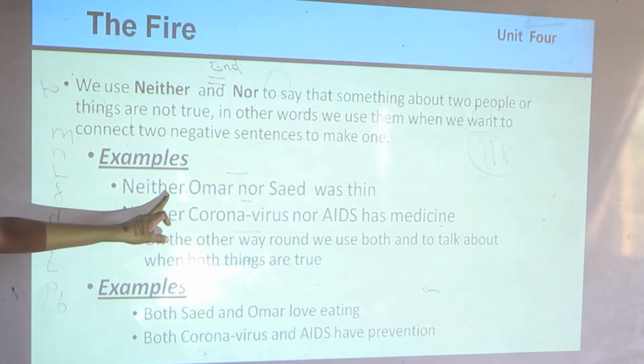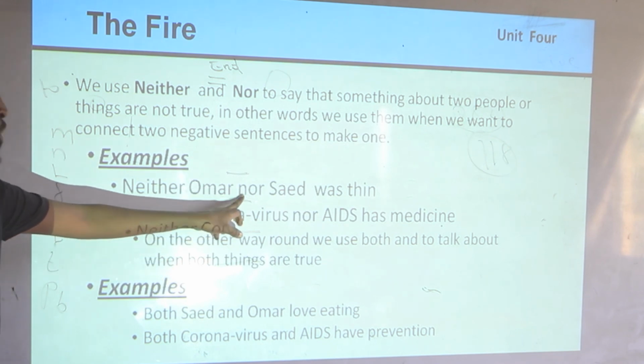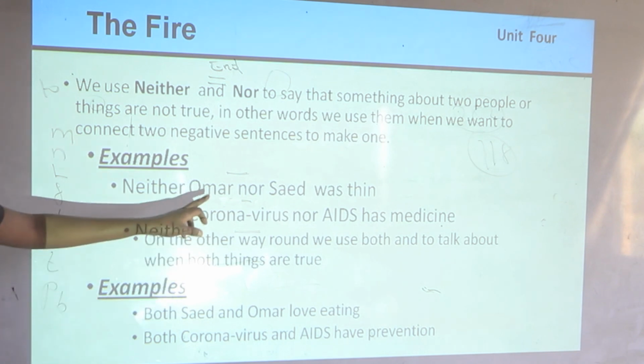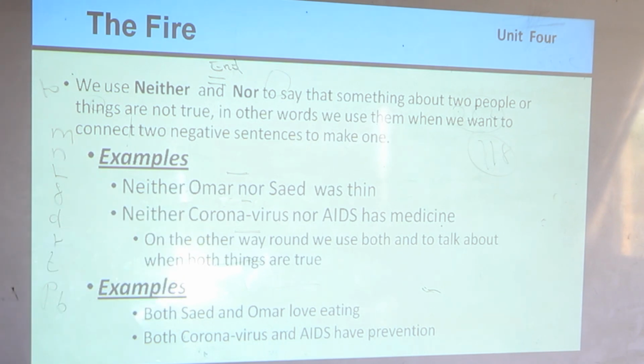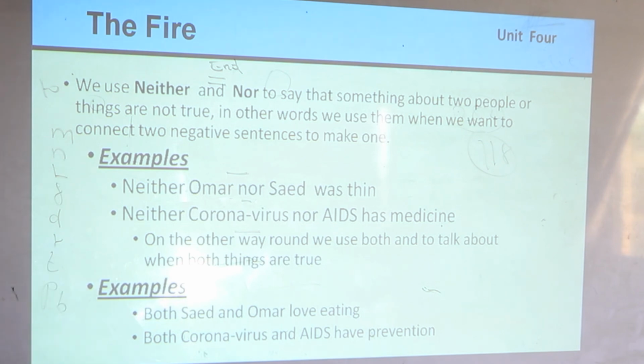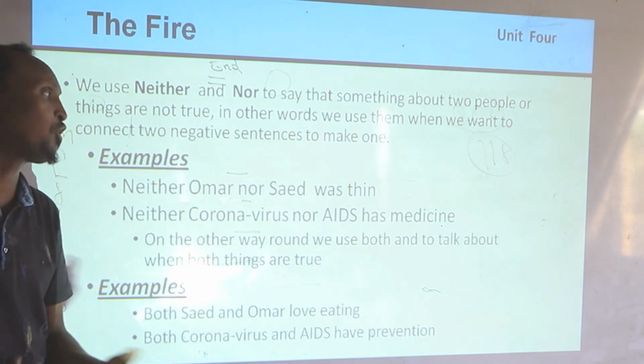Look here. Okay, neither Omar nor Saeed was thin. Okay, neither coronavirus nor AIDS has medicine. So instead of saying, Omar is not thin, Saeed is not thin, we say neither Omar nor Saeed was thin. And instead of saying Corona doesn't have medicine, HIV/AIDS doesn't have medicine, we say neither Corona nor HIV has medicine.